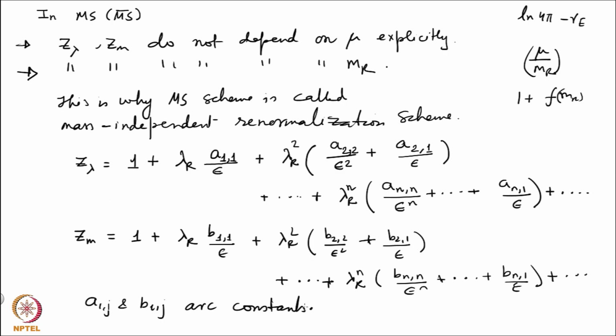Now I can of course rewrite it slightly differently. Instead of writing it as an expansion in lambda, I will write it as an expansion in the order of the poles. And then we are going to see something very interesting. So I can write Z lambda as 1 plus, let's collect all the order 1 over epsilon terms. It will be lambda r times a1,1.